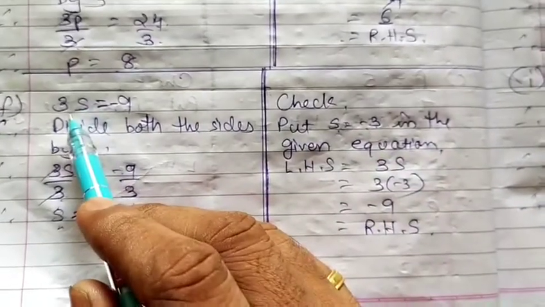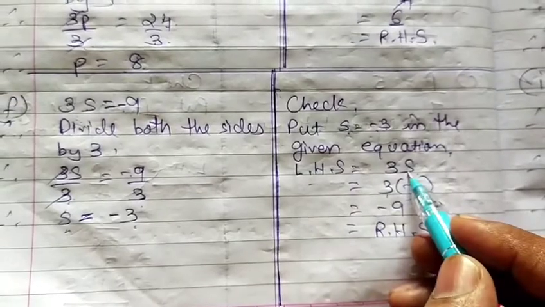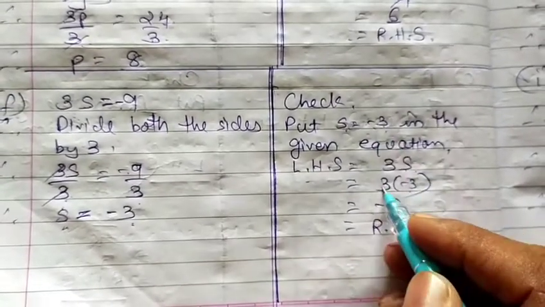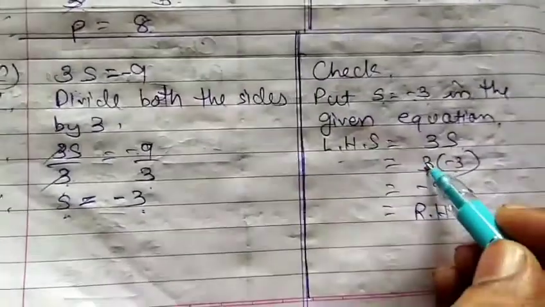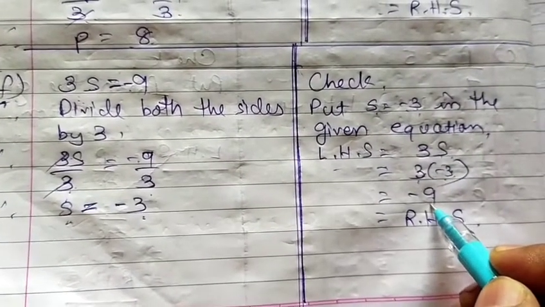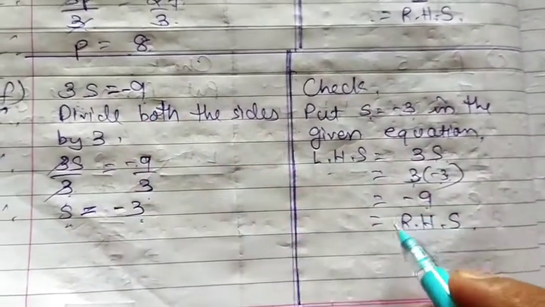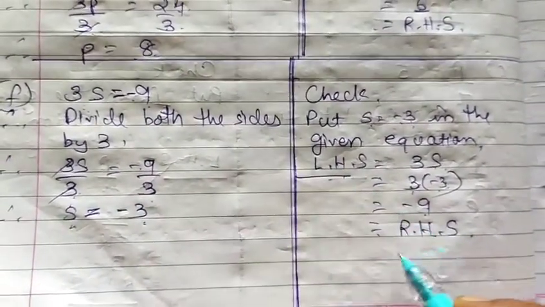Now write down the left hand side, which equals 3 times s. 3 into the value of s, substitute the value of s with negative 3. So 3 3s are 9. Positive into negative is negative, and see whether it is there. This value is there in the question on your right hand side. Yes, it is there, negative 3. So write down equals to RHS. We can say that LHS equals RHS.